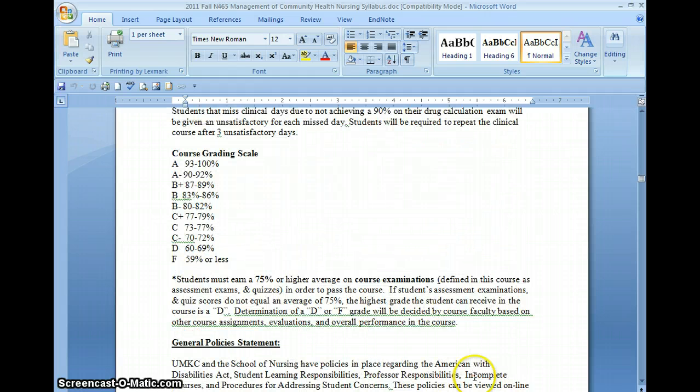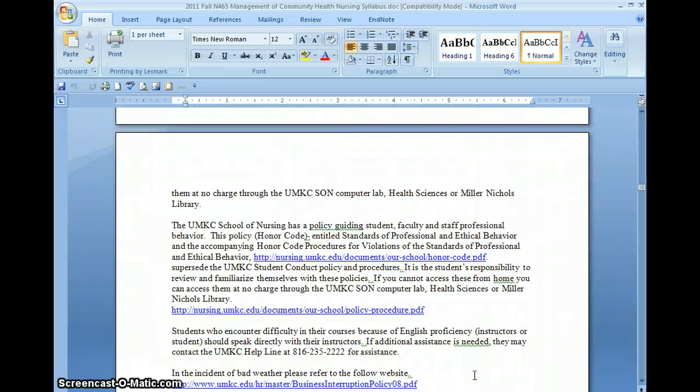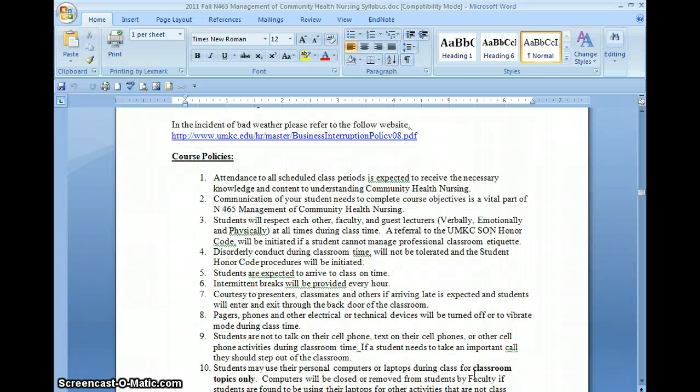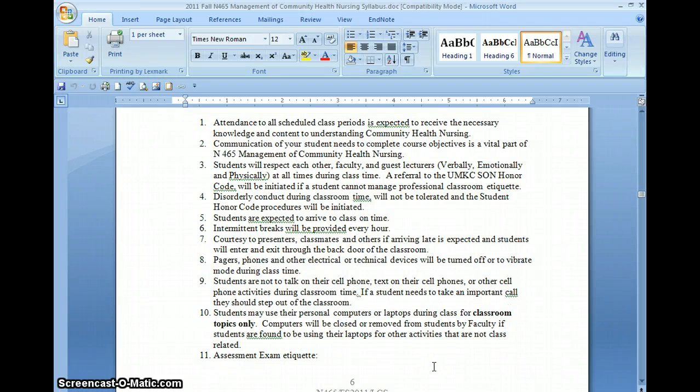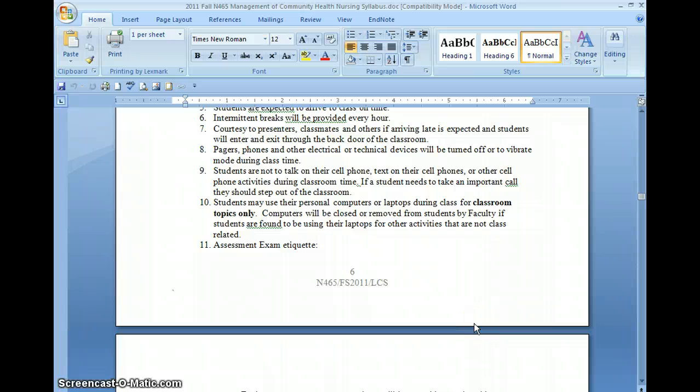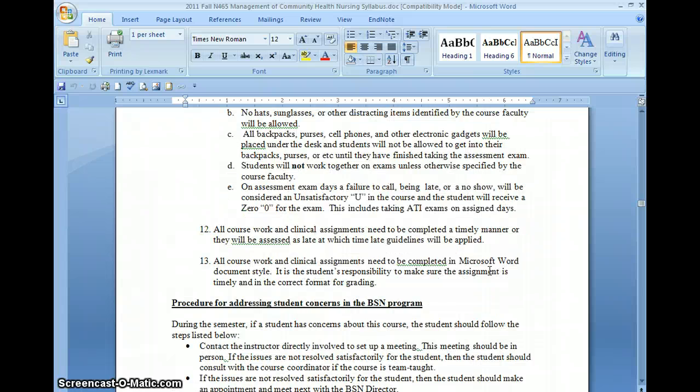The course grading scale is some general information that we need to cover. Course policies and expectations, I won't bore you with that. You can read through those. I'm okay if they want to use their laptops in class, but if they're shopping for shoes, by all means, if you see it, fold it down, and they can have it back at the end of class. Those are just some basic etiquette things.